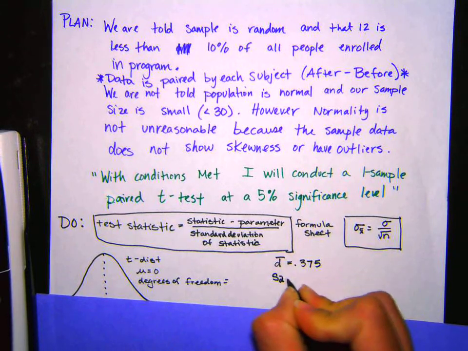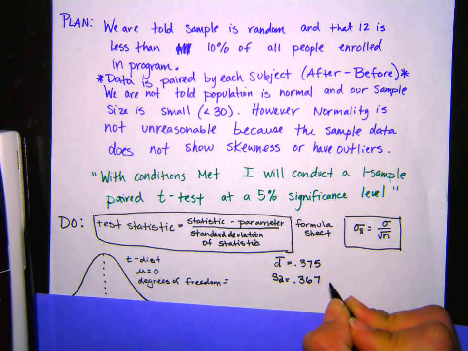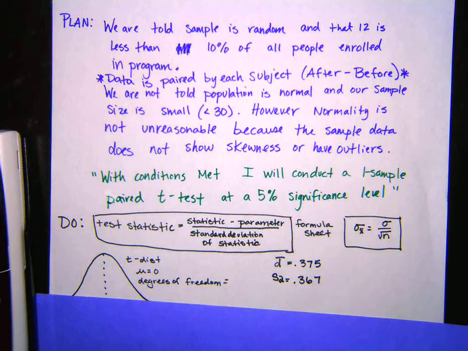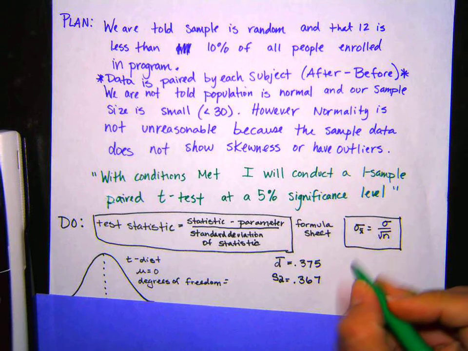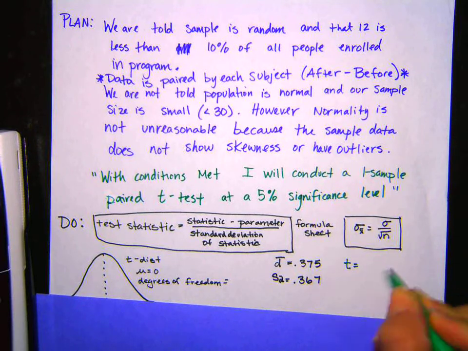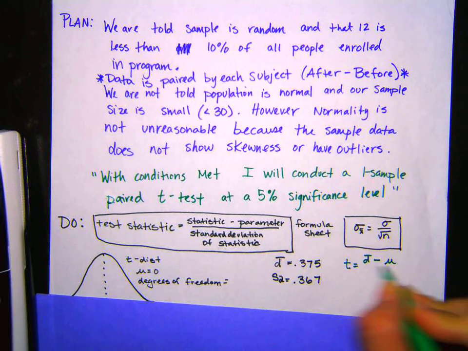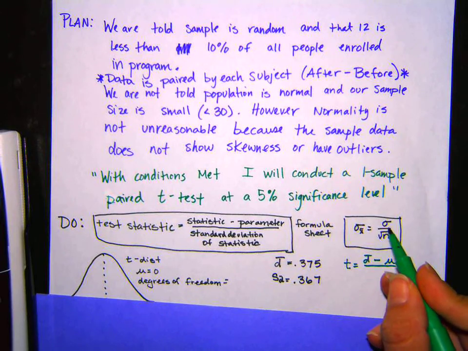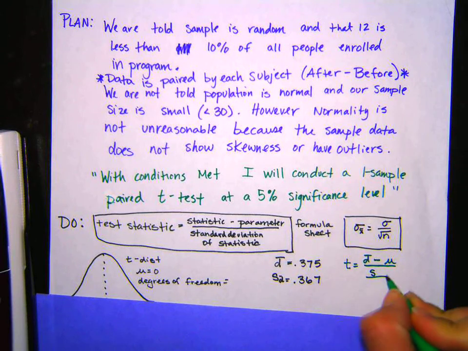Now I'm going to calculate my test statistic using the formula from your formula sheet. It says statistic. Well, that was our D hat, or D bar. So T is going to be D bar minus the mean, divided by the standard deviation of the statistic. Well, I don't have sigma, so I have to use the standard deviation from my sample, and then I divide by the square root of n.